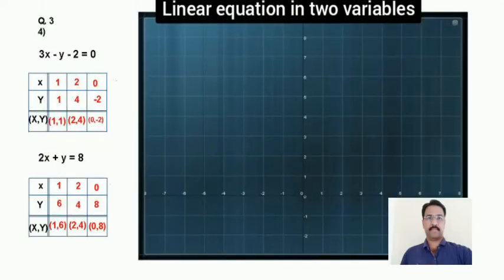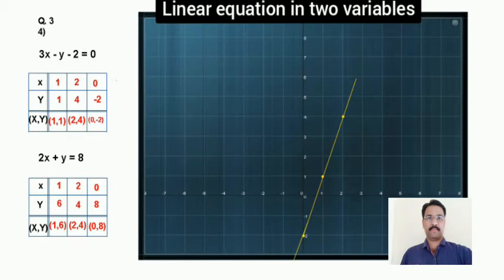See in the fourth sum. Look here. First (1, 1), which is in the first quadrant. Then (2, 4), again in the first quadrant. Then (0, minus 2) is on the y-axis. Like this. Now from these 3 points, we are going to draw a line. All these 3 points are collinear. I'll extend this line downwards also, like this.